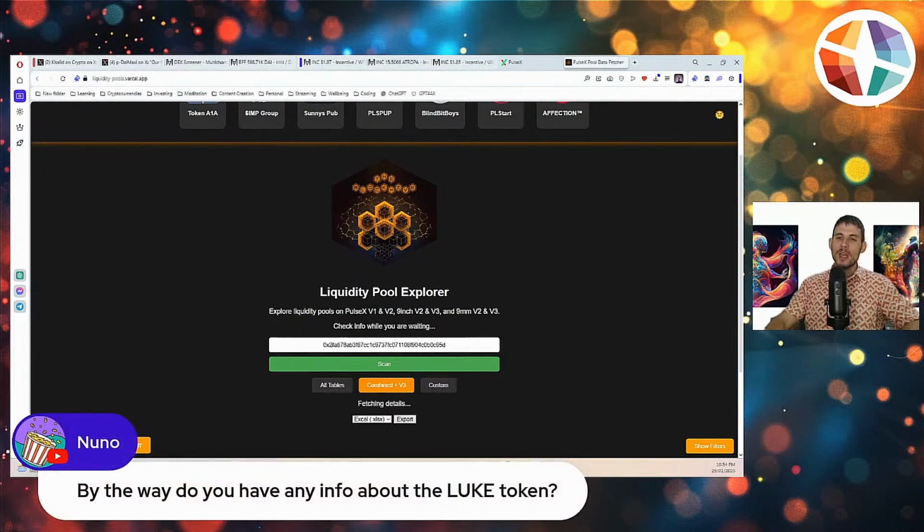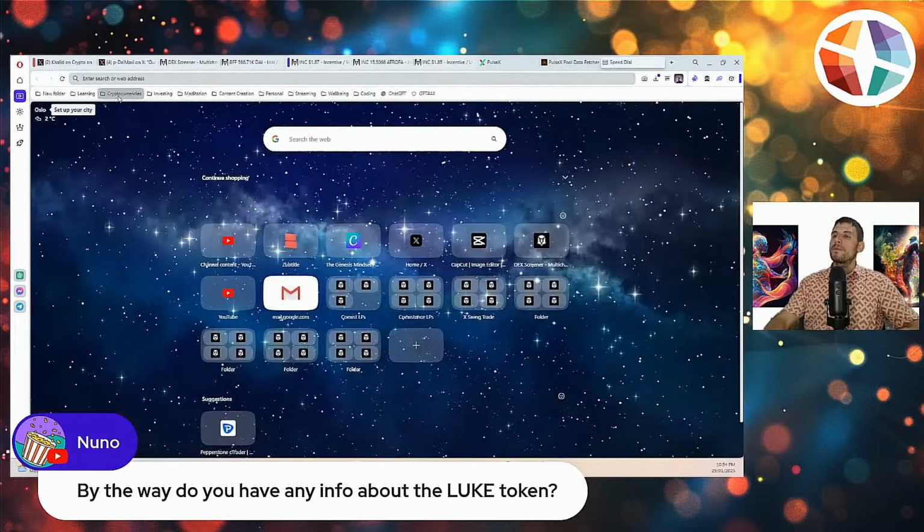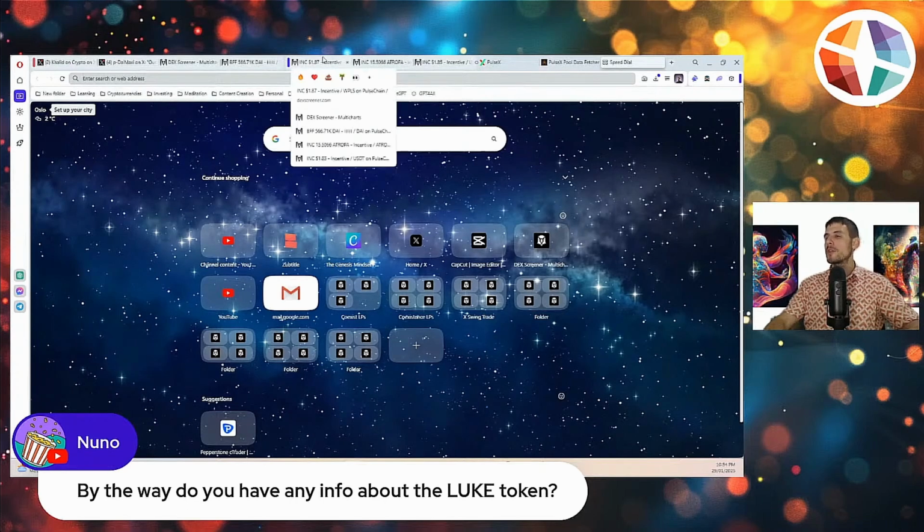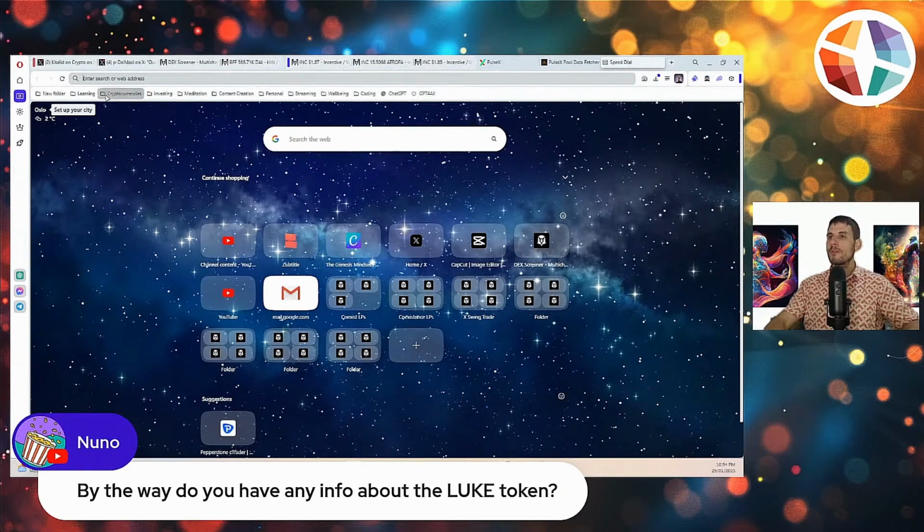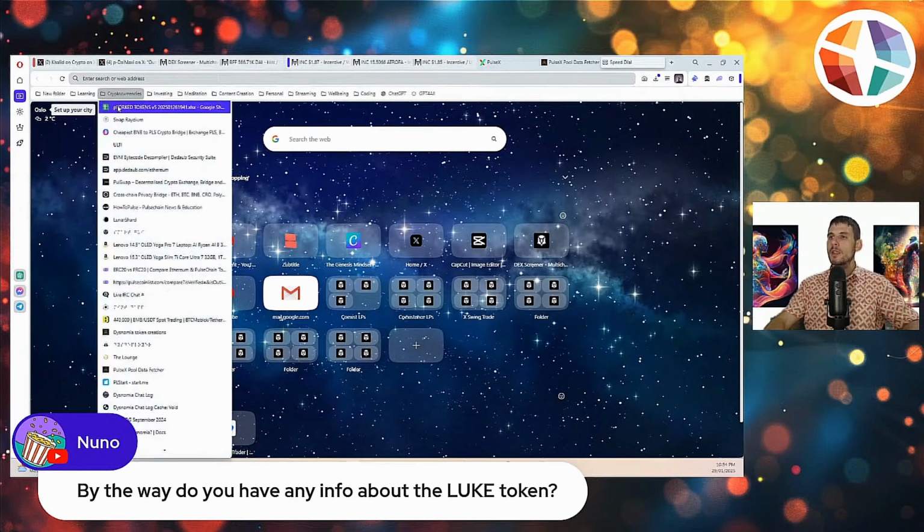By the way, do you have any info about the Luke token? I do and I don't. So the Luke token, there was a whole range of tokens that, so it was one thing that I was playing around with. And I've closed it too. So what I was talking about before with the affection, hang on a second. So which one is it?